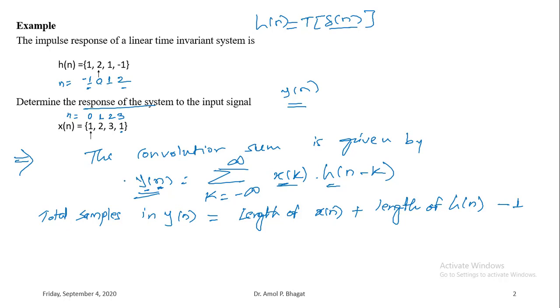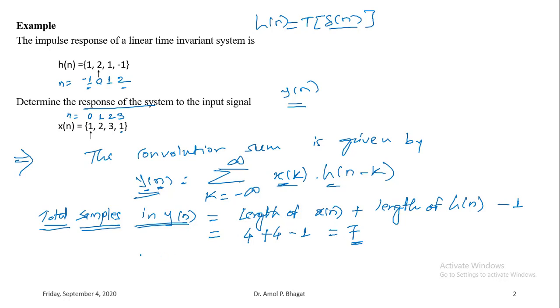The total number of samples in h of n is 4. Similarly, there are 4 samples in x of n. So the length of x of n is 4, and the length of h of n is 4, minus 1, so it will give you 7. So the total number of samples in y of n will be 7. The length of y of n will be 7. That is the first thing we identified here.